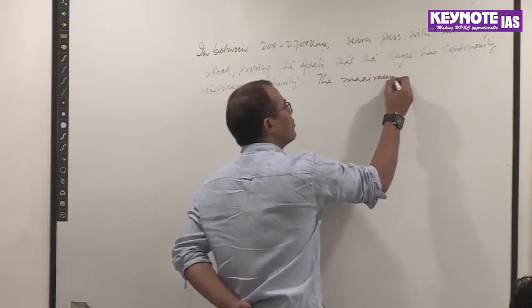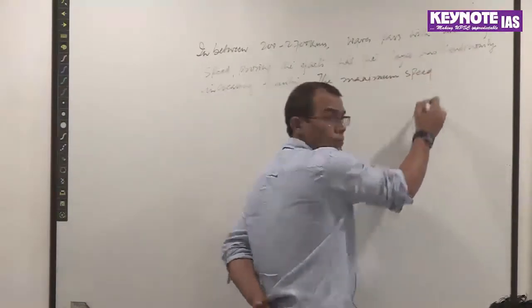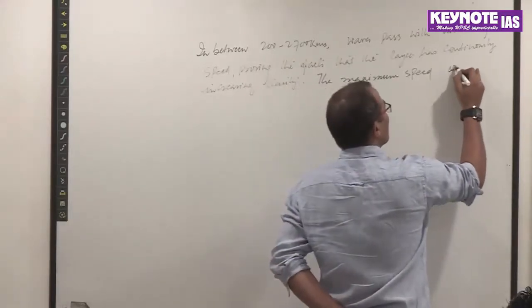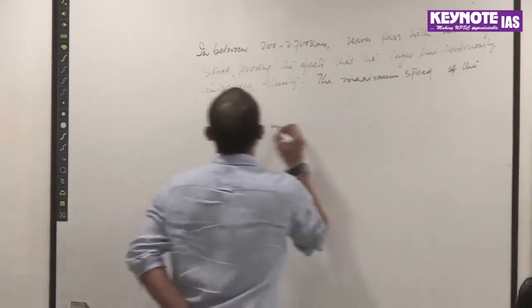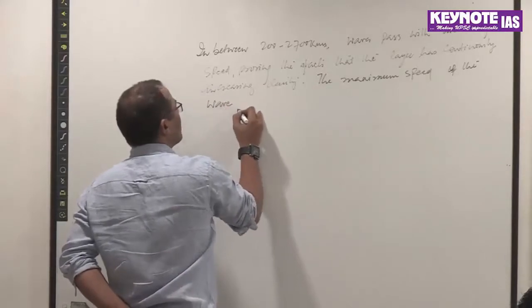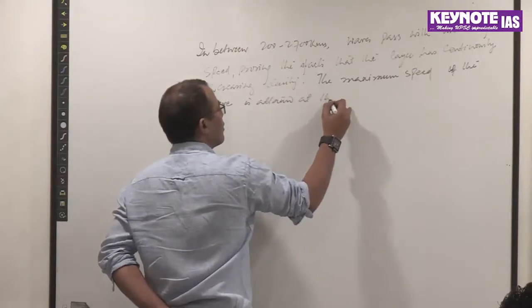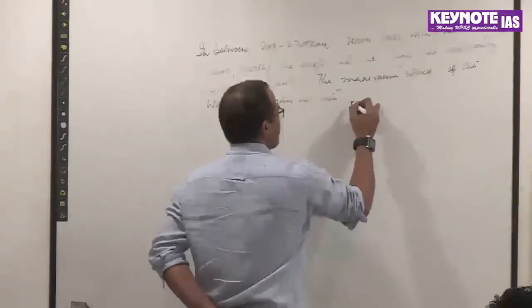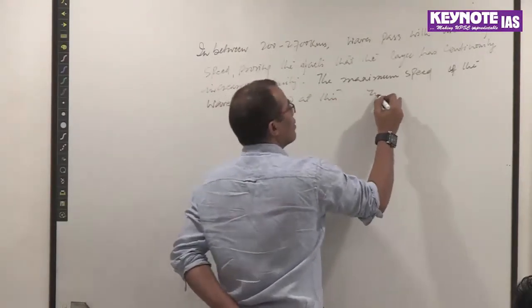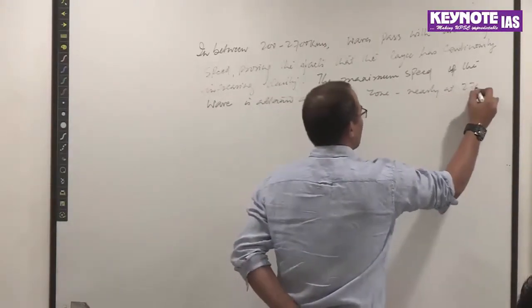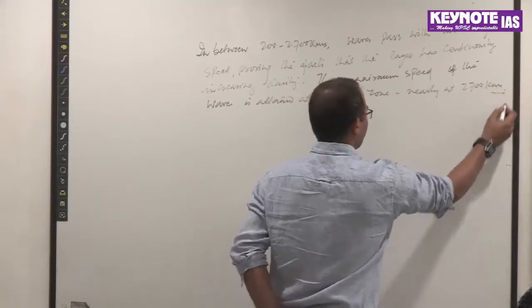Maximum speed of the waves is attained at this zone, nearly at 2700 kilometers.